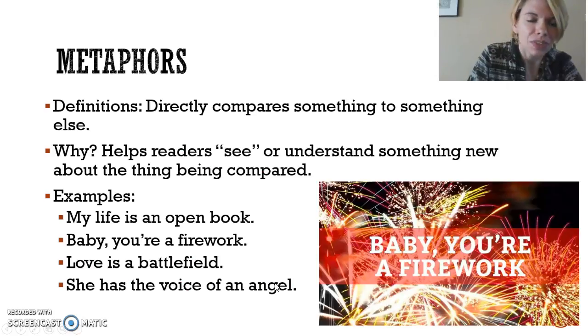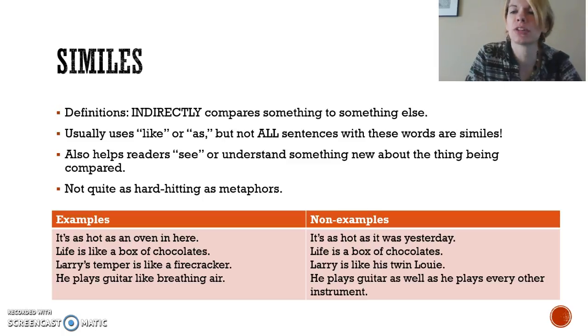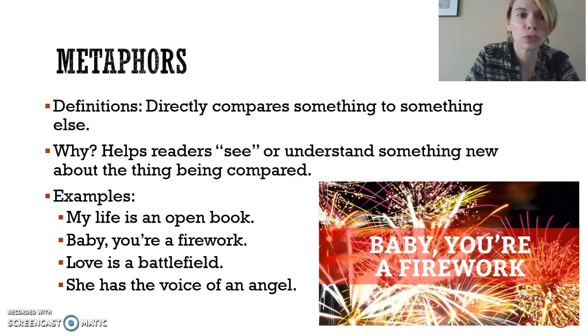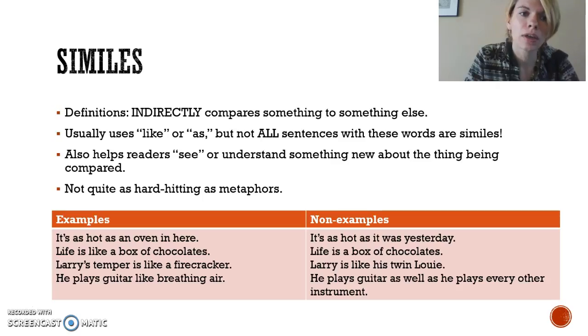Okay. Metaphors are very similar to similes, but there is a very important difference. Similes are indirectly comparing something to something else. So metaphor, we said, is directly comparing. Simile is indirectly comparing. Similes usually use like or as, but not all sentences with these words use similes.